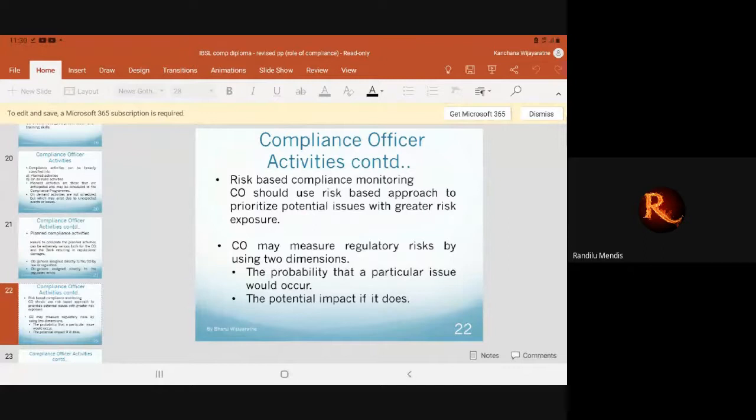Example, take the same SRR example. Now, violating SRR, is it a normal thing or a serious matter? What's your knowledge about it? It's a very serious matter. Violating SRR requirement is extremely serious. So, if SRR is violated, on the one axis, the potential impact is very high, right? Then you go to see how probable it is for a violation to take place on the SRR.